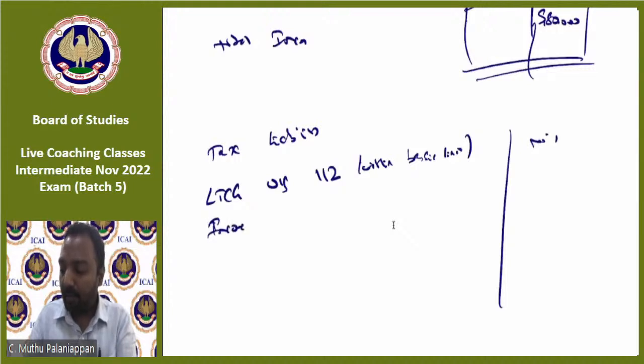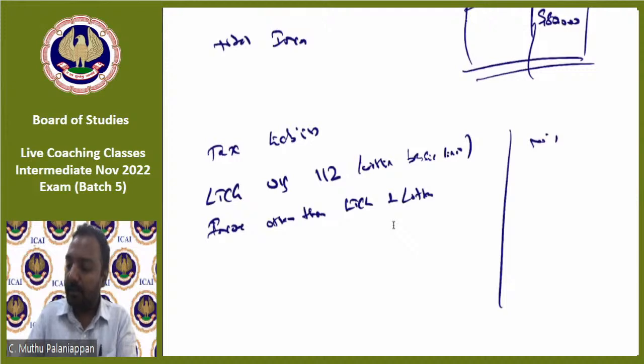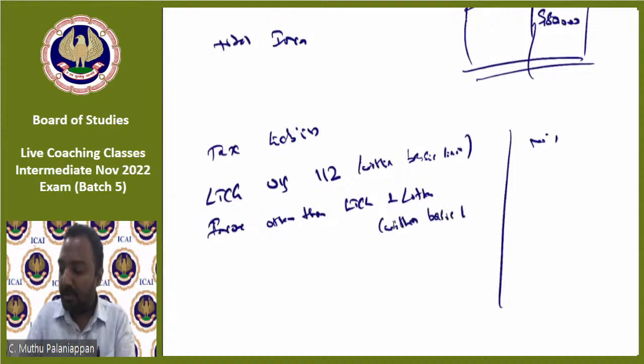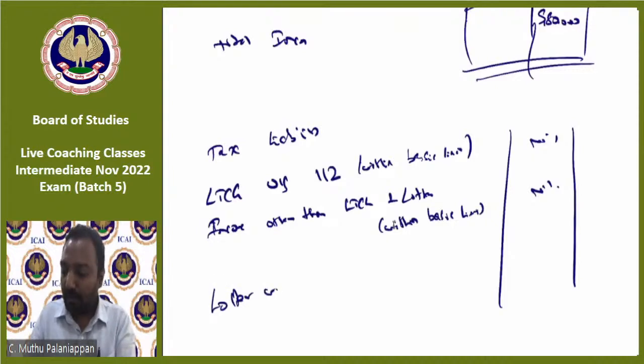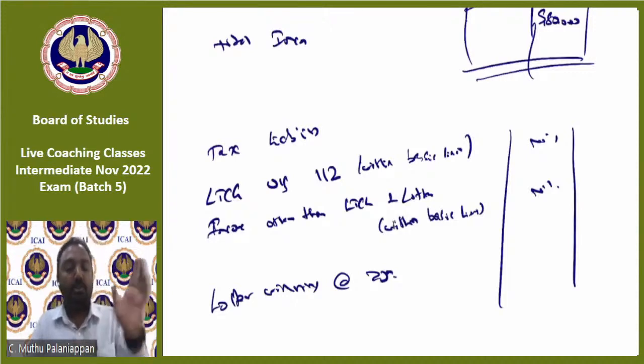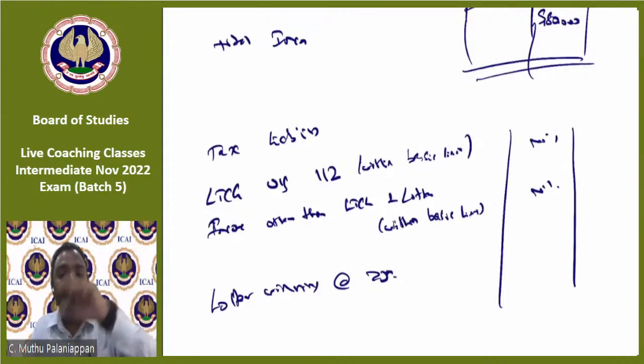Income other than LTCG and lottery is also within the basic limit because it's only 45,000, right? So that is also nil. So there is no tax on this also. Then lottery winning. Lottery winning is at 30%. So it is 5 lakhs. You can't use the basic exemption limit for this lottery winning. It is straight away taxed at 30%.